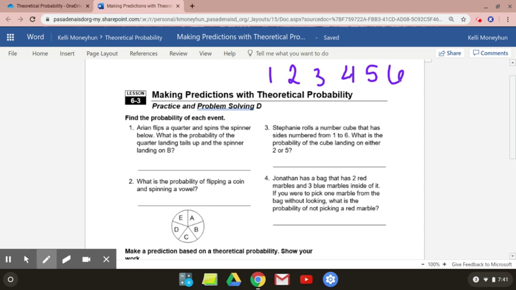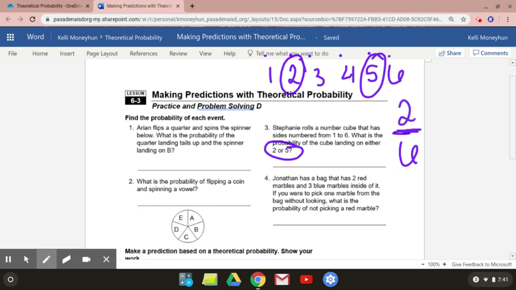Okay, we only have one probability here. So it's gonna be super simple. Always, always, always on the bottom is our total. How many numbers do we have? 1, 2, 3, 4, 5, 6. We have 6. And it says we're looking for a 2 or a 5. So we need to circle a 2 and a 5. Okay, how many did we circle? 2. So that's what goes on top.